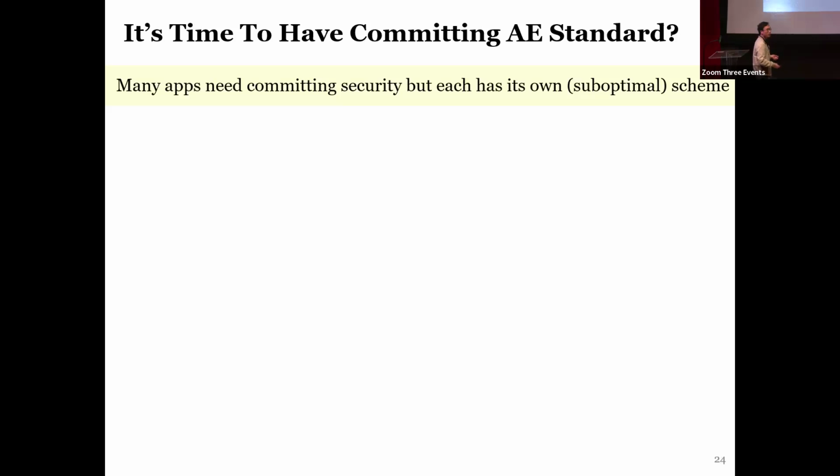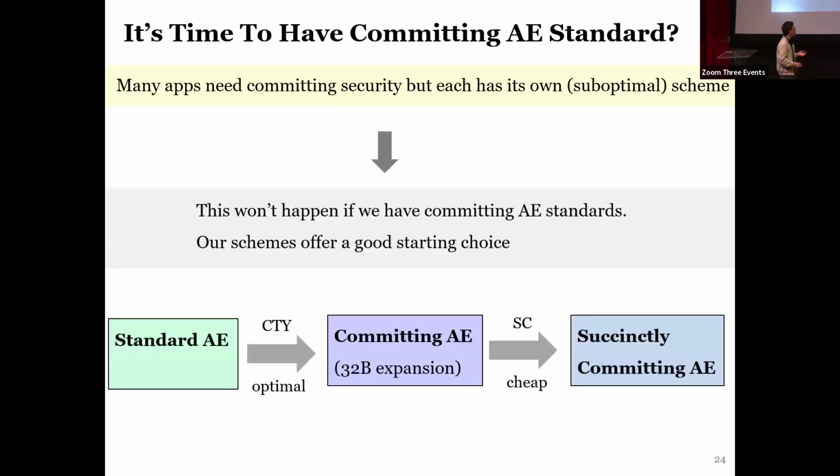So in conclusion, we believe it is time that we should have a committing AE standard. If you look at the situation, it's ad hoc because many applications want committing security, but each ends up with its own suboptimal scheme. And this fragmentation won't happen if we have a standard. And our schemes here can serve as a first starting choice.